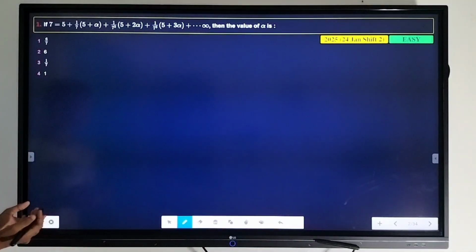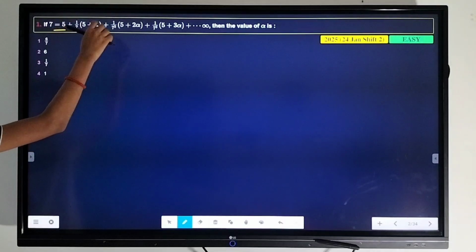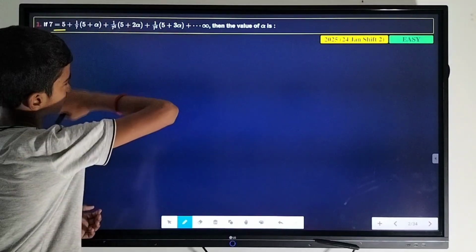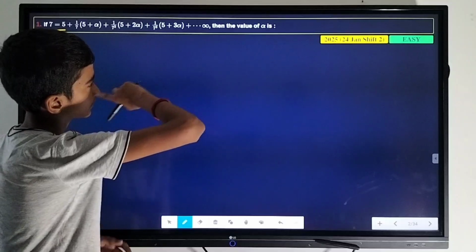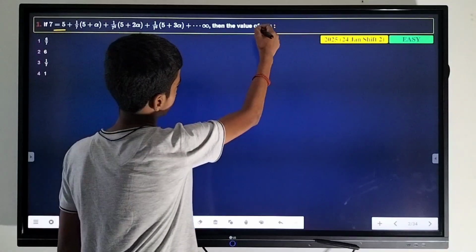Here is our first question now. Our question says if 7 is equal to this arithmetic geometric progression AGP, then we have to find the value of alpha.